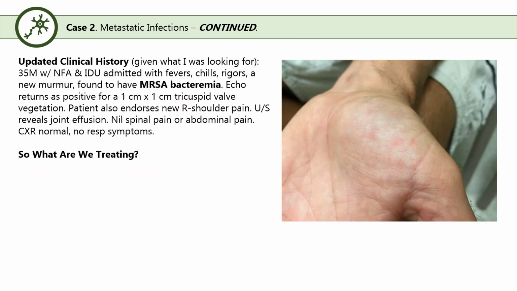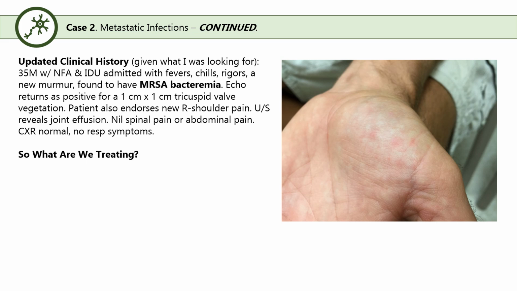Knowing what I'm looking for, I go back into the chart looking for specific things, plus or minus interviewing the patient if needed and examining for more details. An updated history is a 35-year-old male with injection drug use, admitted with fevers, chills, rigors, and a new murmur, found to have MRSA bacteremia specifically.